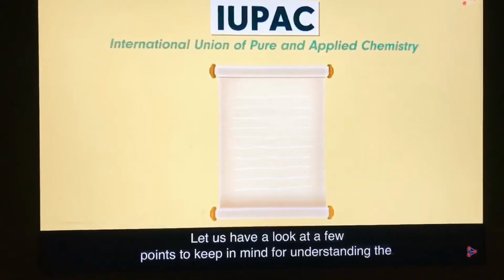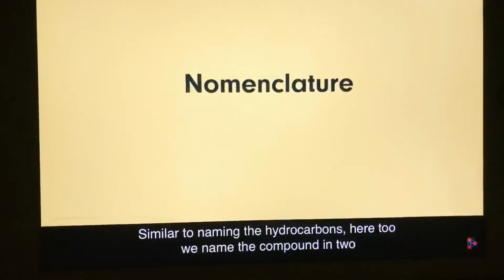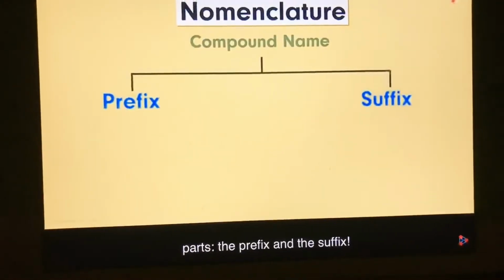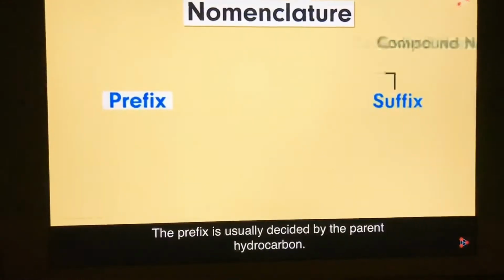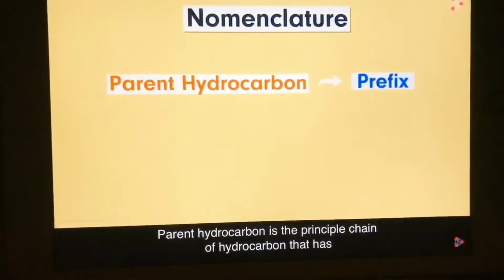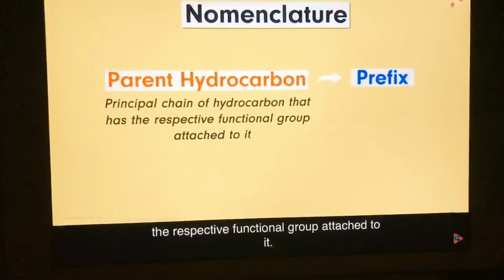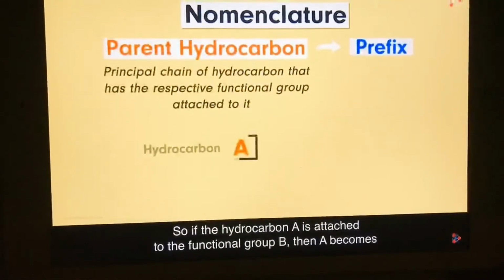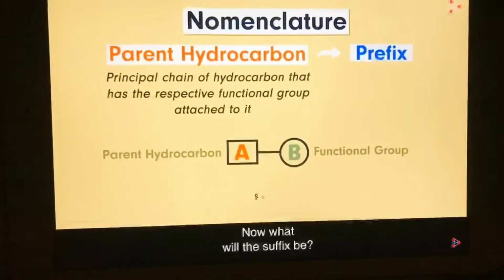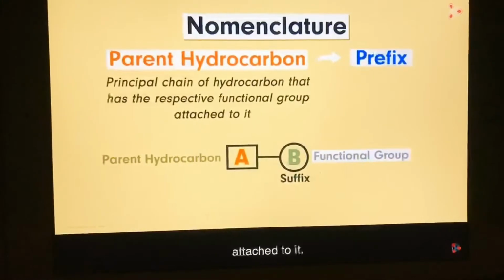Let's have a look at a few points to keep in mind for understanding the nomenclature system. Similar to naming the hydrocarbons, here too, we name the compound in two parts, the prefix and the suffix. The prefix is usually decided by the parent hydrocarbon. And what is the parent hydrocarbon? The parent hydrocarbon is the principal chain of hydrocarbon that has the respective functional group attached to it. So if the hydrocarbon A is attached to the functional group B, then A becomes the parent hydrocarbon. Now what will the suffix be? Yes, the suffix has to be the name of the functional group attached to it.